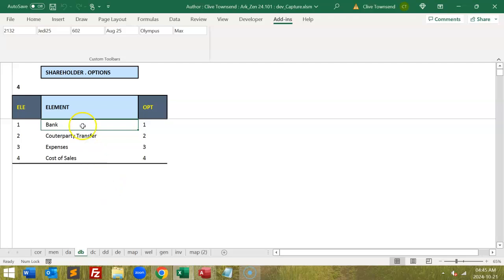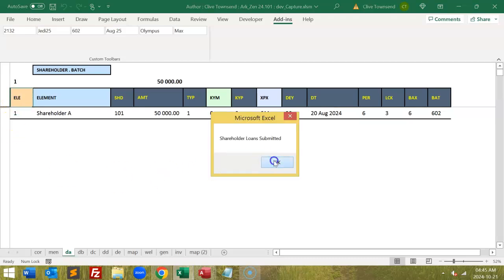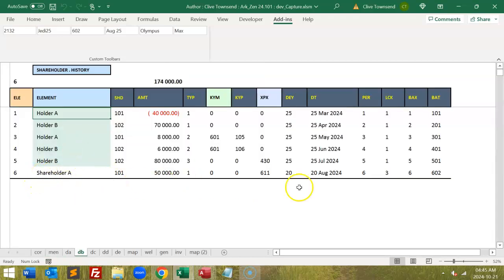So we're going to click on here. We're going to go to bank. Now we have this item. It's shareholder A. It's type 1. I'm going to put in the amount. The amount here is 50,000 that I want to use for this example. Then I'm going to the 20th of August. There's no coding on this item. This is automatically sorted, so I can just click here, and then it's been submitted. Now if I go back to my history, I can see that the history has been added here, and I've got that amount coming through. Now I'm going to do the next one.